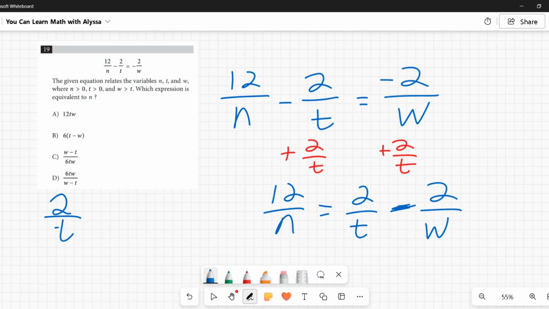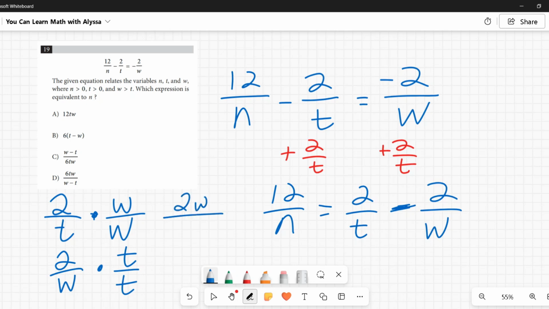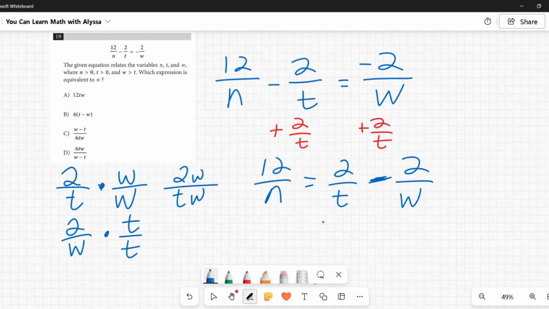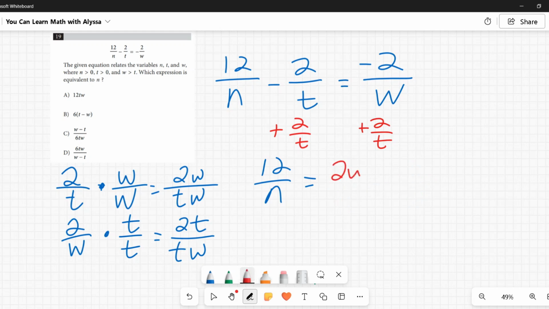So that means 2 over t, we have to multiply by w over w. And then 2 over w, we multiply by t over t. That will get us a tw denominator for both of them, and then we can combine them. So on top, 2 times w is 2w over t times w, tw. And the other calculation, 2 times t is 2t, and w times t again is tw. So now I can replace those over here. So that's tw. I keep flipping them.